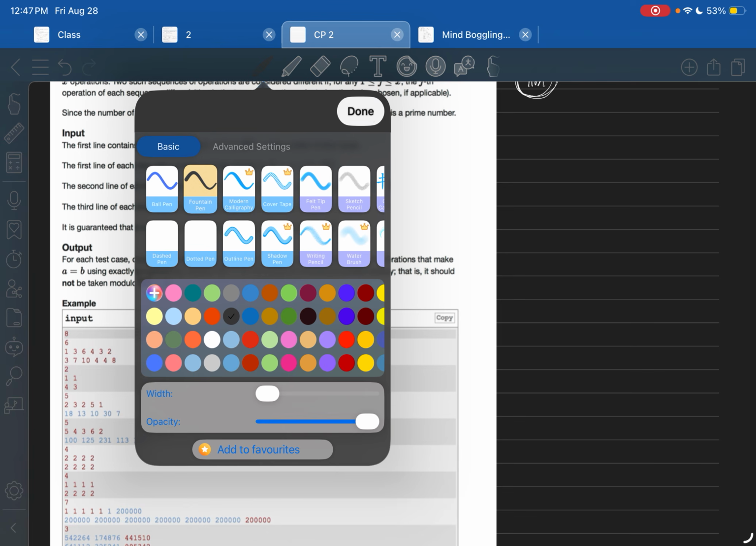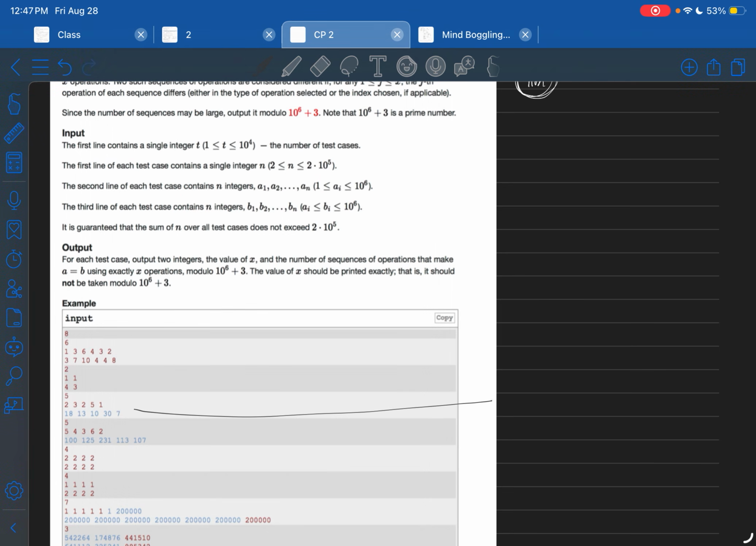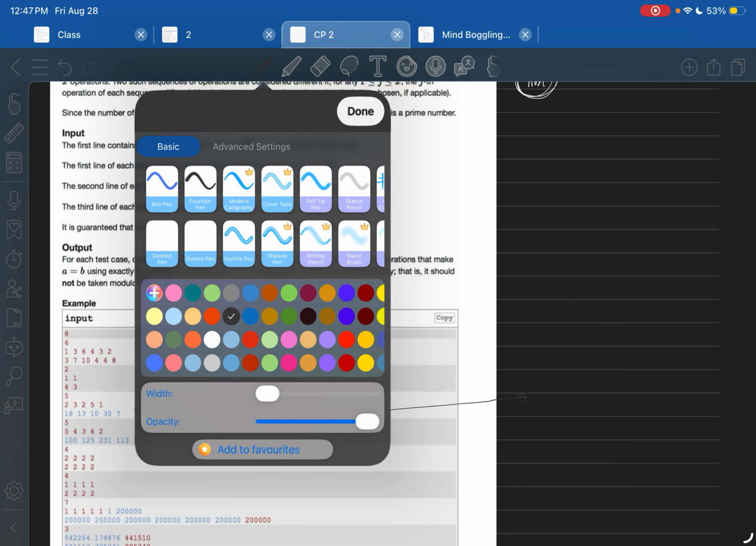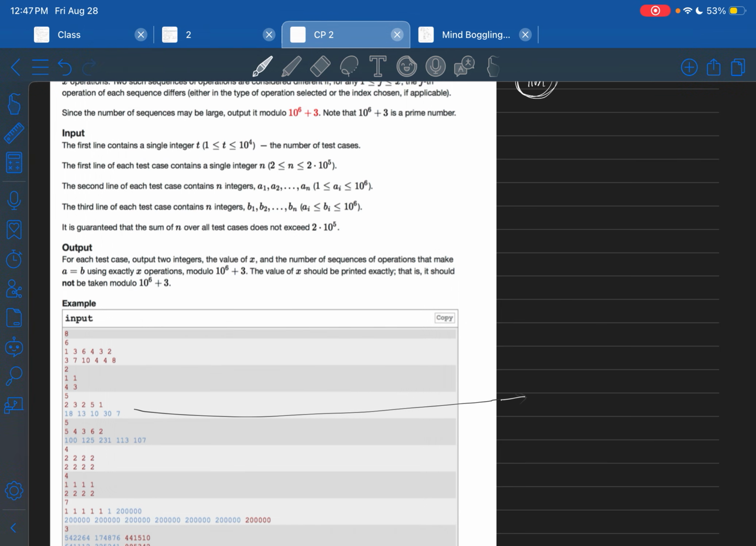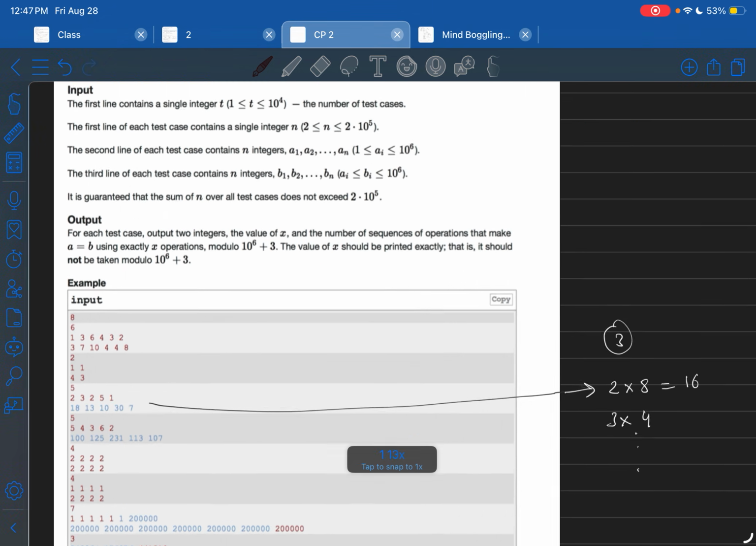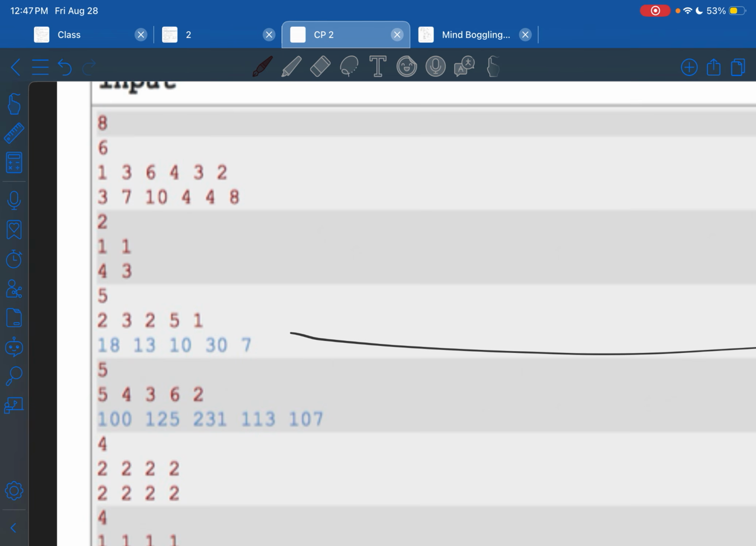I'm sorry. Let's say this one. So in this one, 2 can be multiplied by 8. That makes it 16. If I multiply it again, it will become 32, which is greater than 18, which we do not want. So it can be multiplied with 8. That is 3 operations. Okay. 3 can be multiplied by 4, and so on. You get the idea. Basically, I am multiplying by 2 to reach the floor of this.